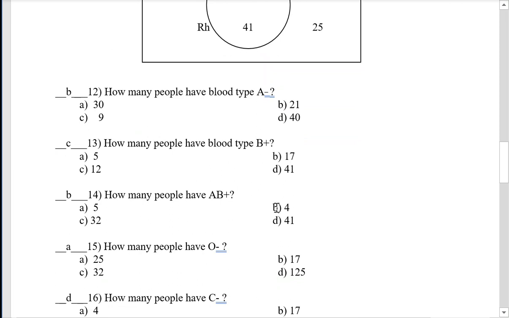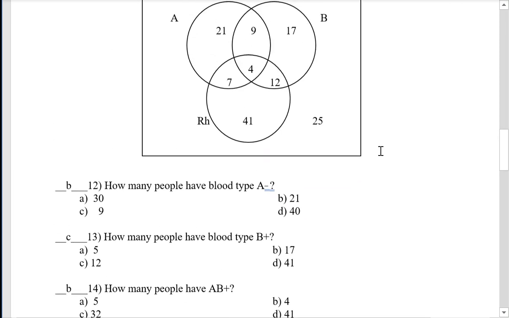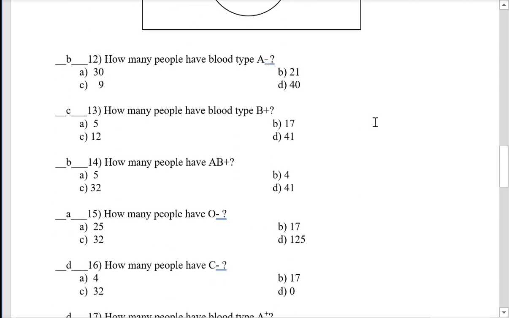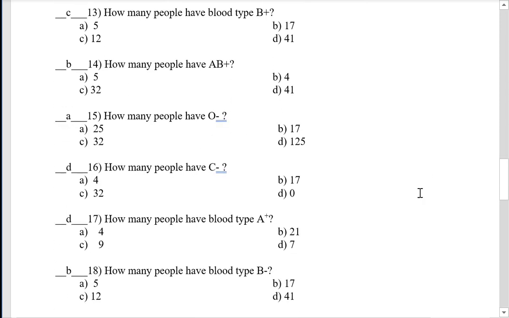How many people have O negative? O negative means none of these three. So you're out here, 25 people have none of this stuff: A, B, or Rh. How many people have C negative? Well, that was a trick question. None of them. Nobody has C negative blood type.